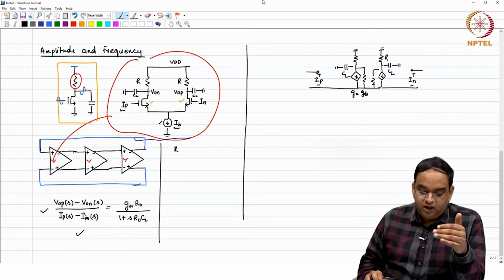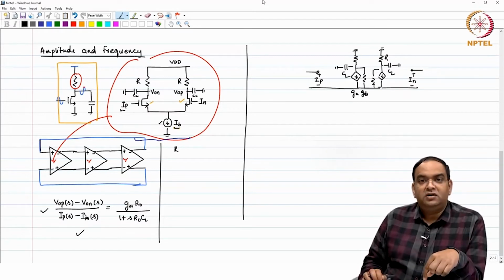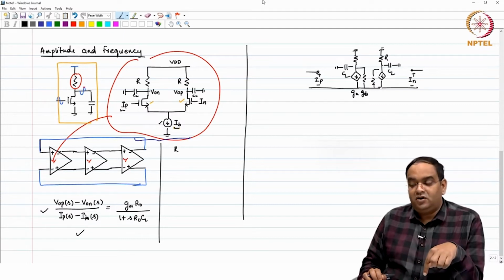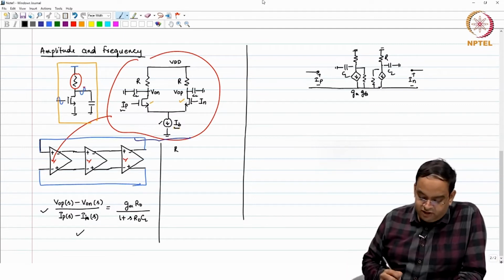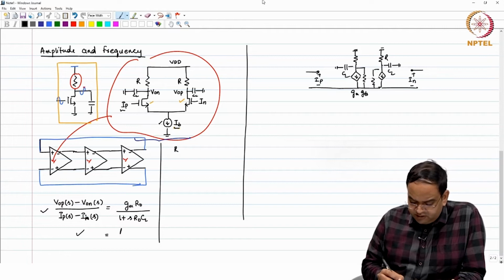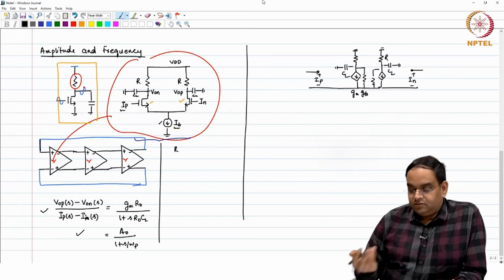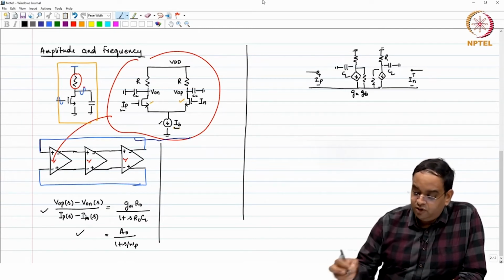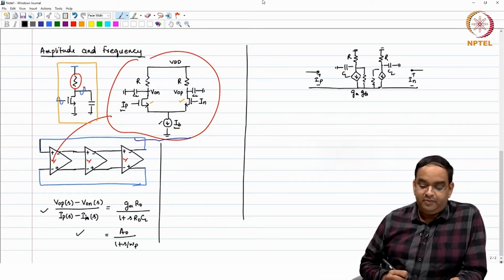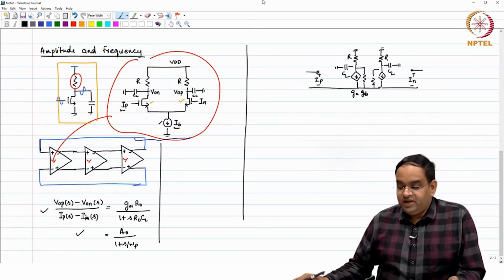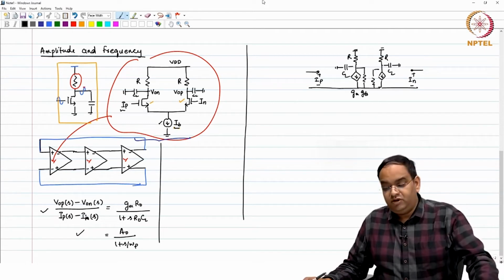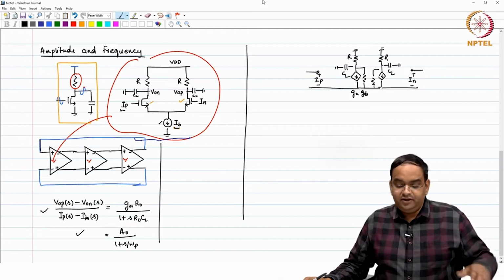Now, the way we have worked out the frequency of a common source amplifier connected in an oscillator configuration, in the same way we can work this out. So, this is nothing but DC gain into 1 plus S by omega p. As we worked out previously, the frequency of the oscillation will be equal to root 3 times omega p. Now, we started this because we want to understand how we are going to get a desired swing.